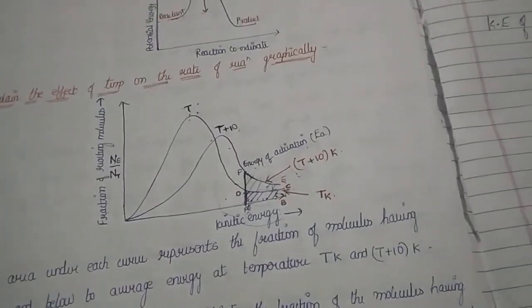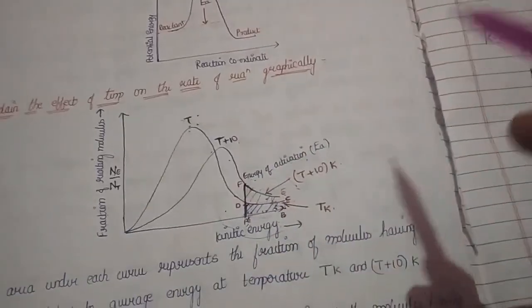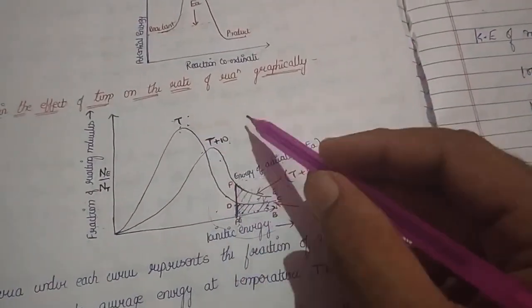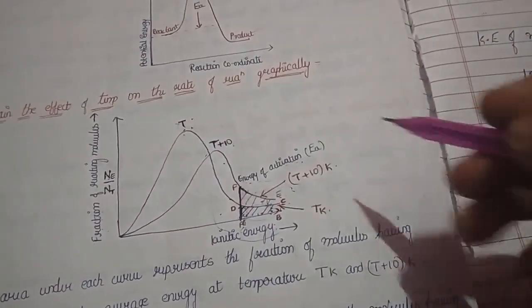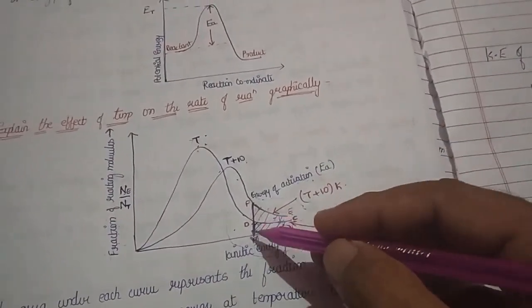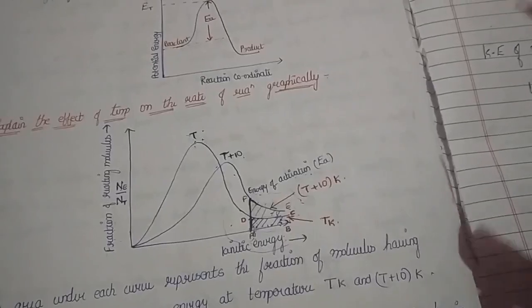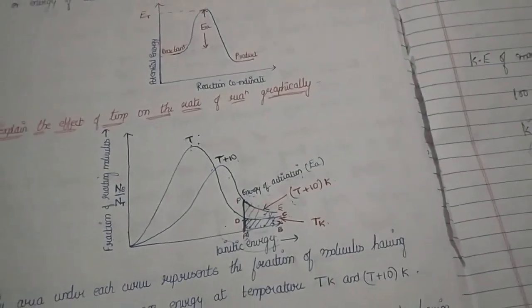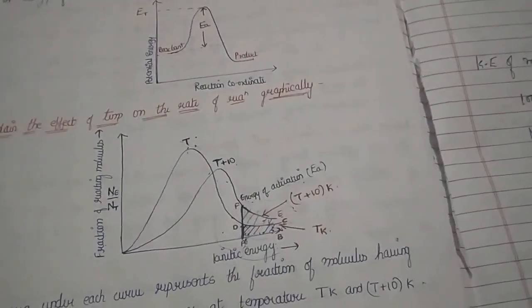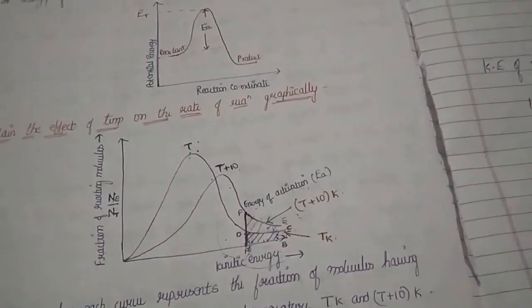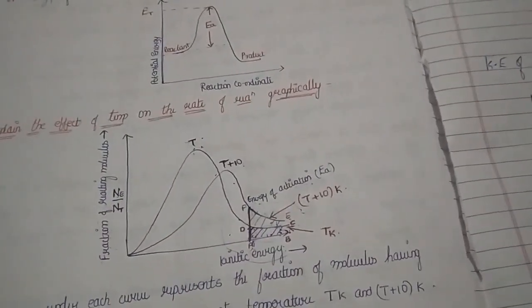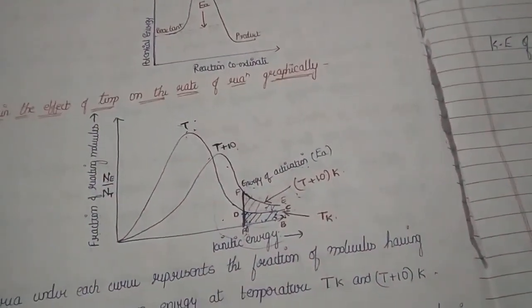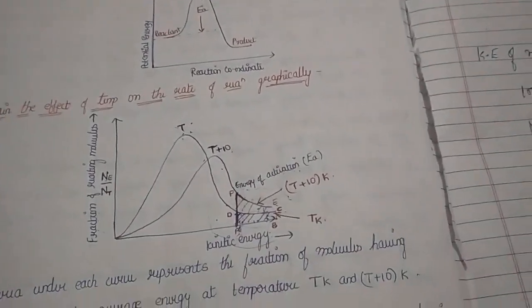But now the question arises: why does the rate of the reaction increase for T plus 10 Kelvin? Of course, we know that if the molecules have energy greater than the activation energy, their collision will give us the product. And one more thing we know, as the number of collisions with respect to the activated molecules increases, the rate of the reaction also increases.